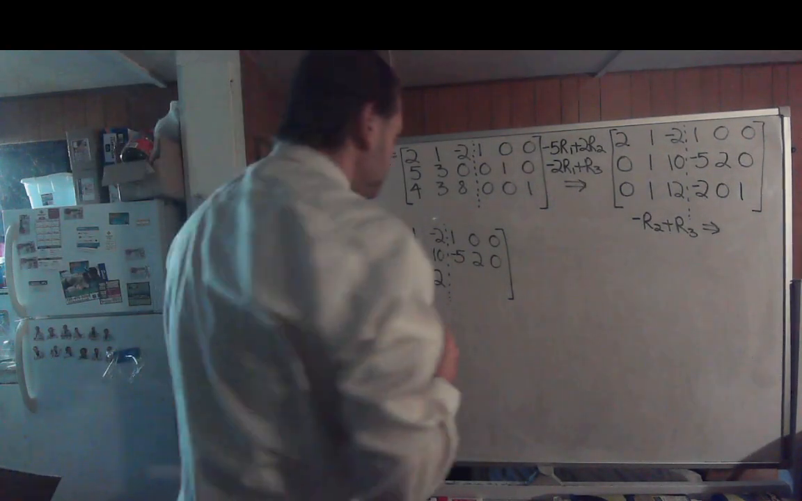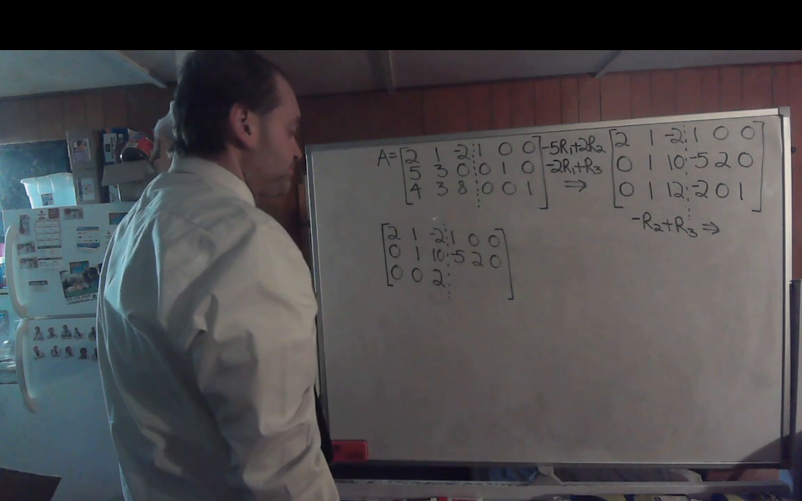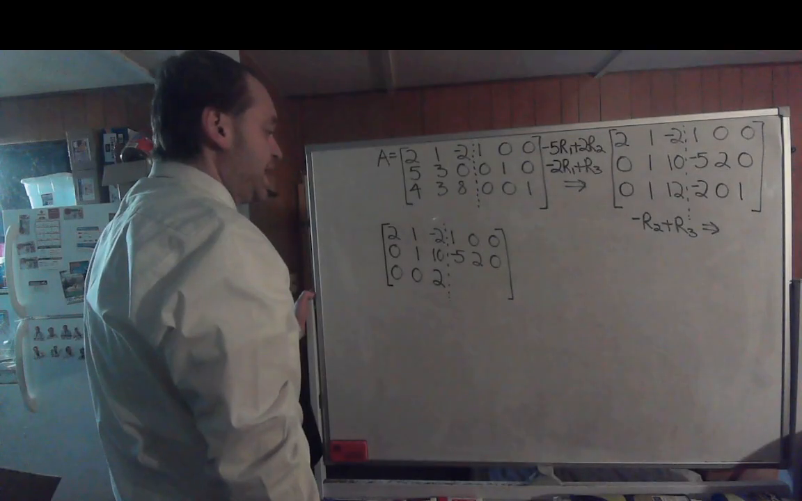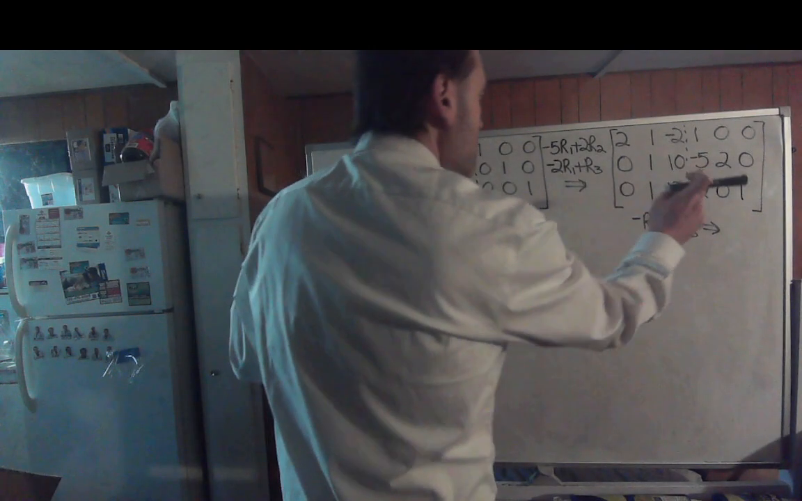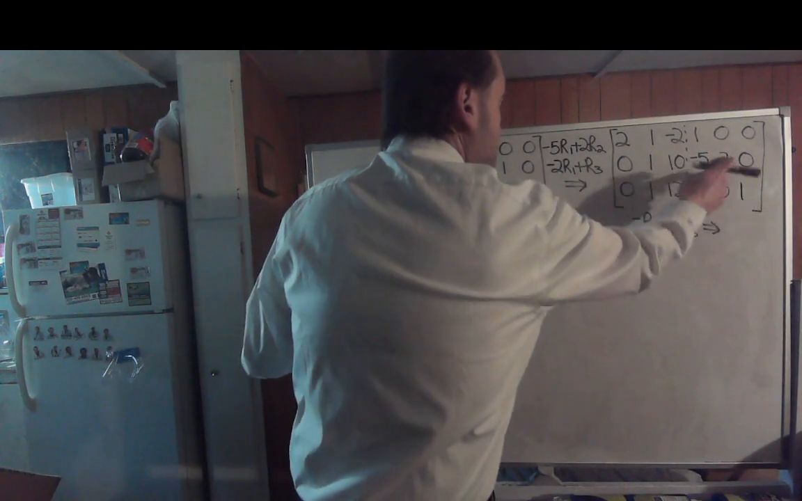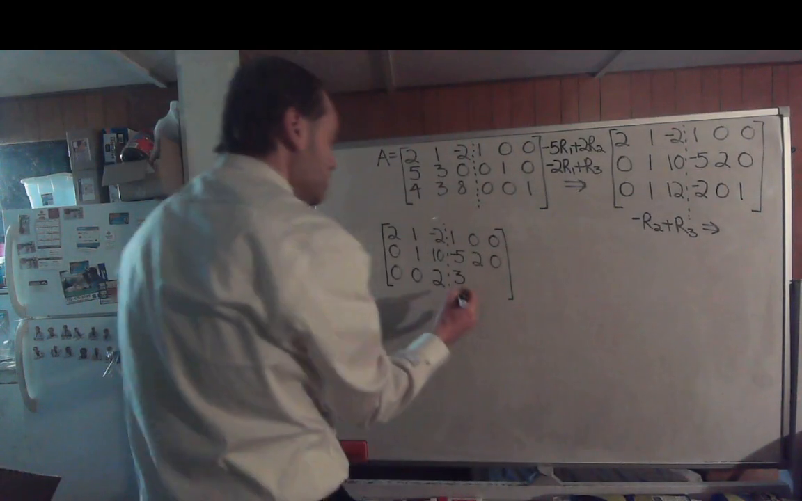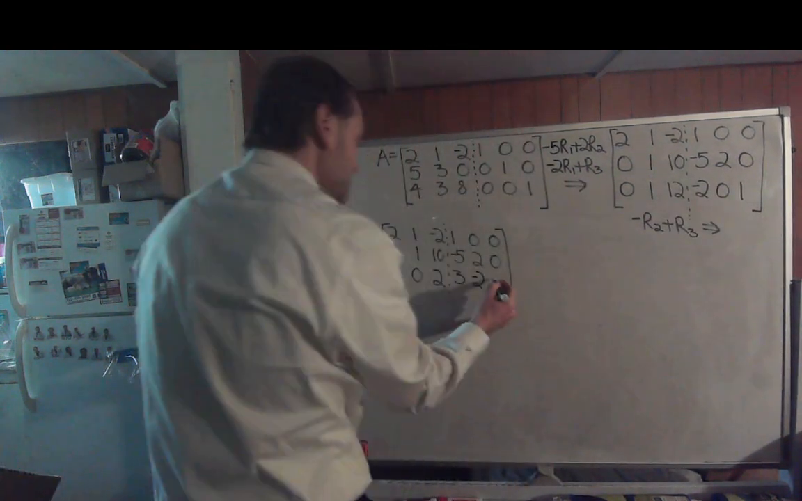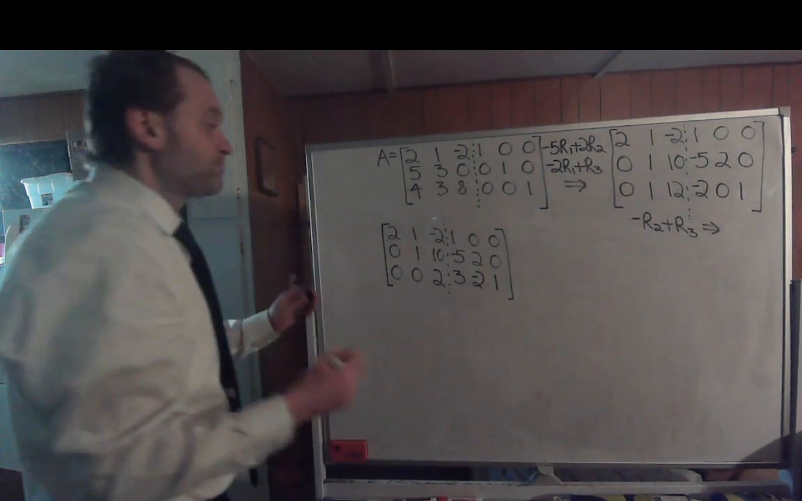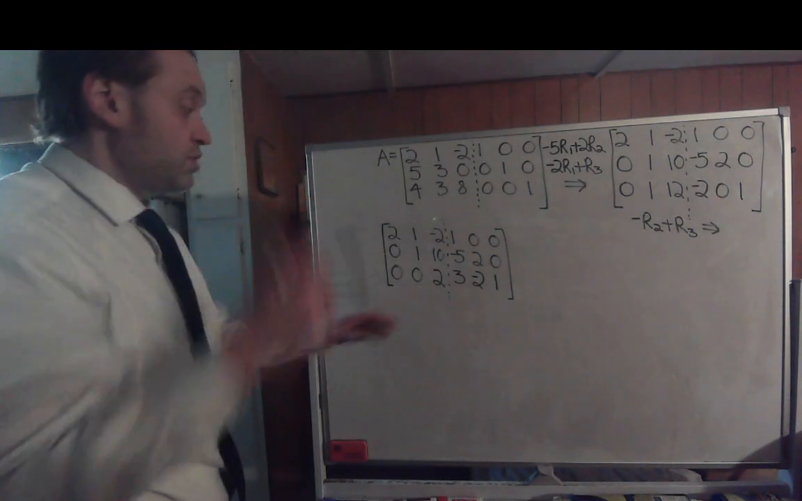And then, let's see. What we have next is going to be negative 5 is positive 5, minus 2 is 3. Negative 2 plus 0 is negative 2. Negative 0 plus 1 is still 1. So there's your new row 3.